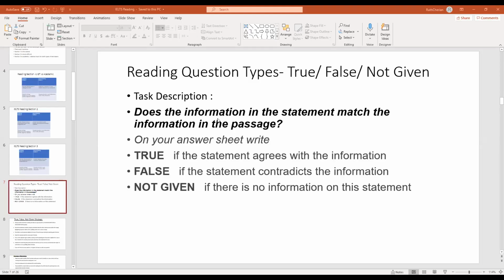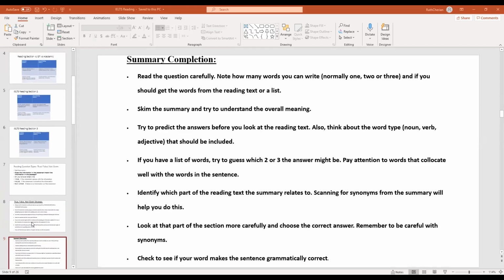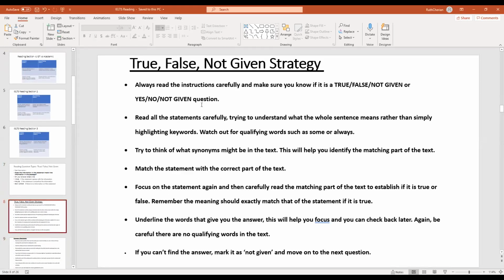Okay. So the first type of question is true, false, not given, like we saw now, and you understood what it means. This is also called yes, no, not given. So be very careful what the question is asking for. Is it asking you to state if it's true, false, not given, or if it's yes, no, not given? Okay, so this is the strategy for true, false, not given kinds of question. Always read the instructions carefully, find out what they're asking for, so that you know for sure if it's a true, false, not given or a yes, no, not given question.